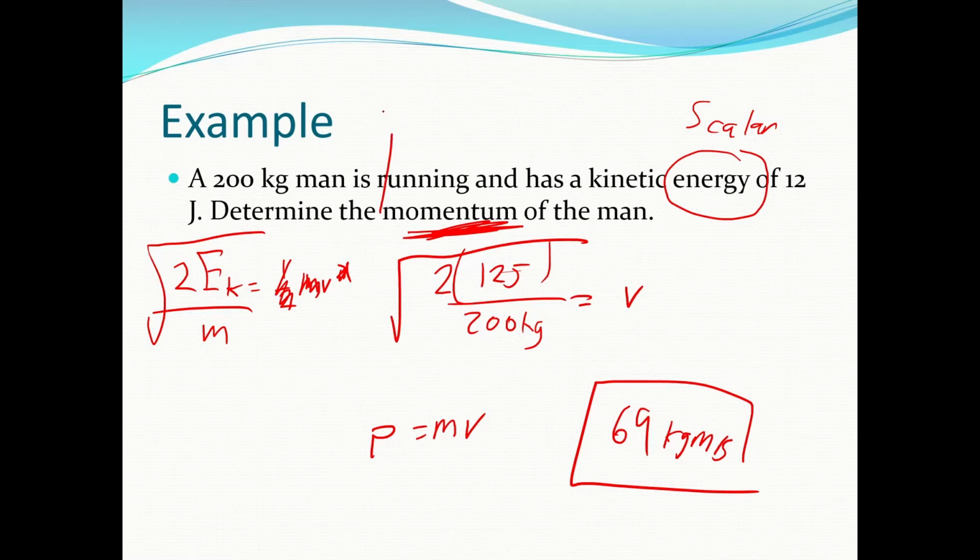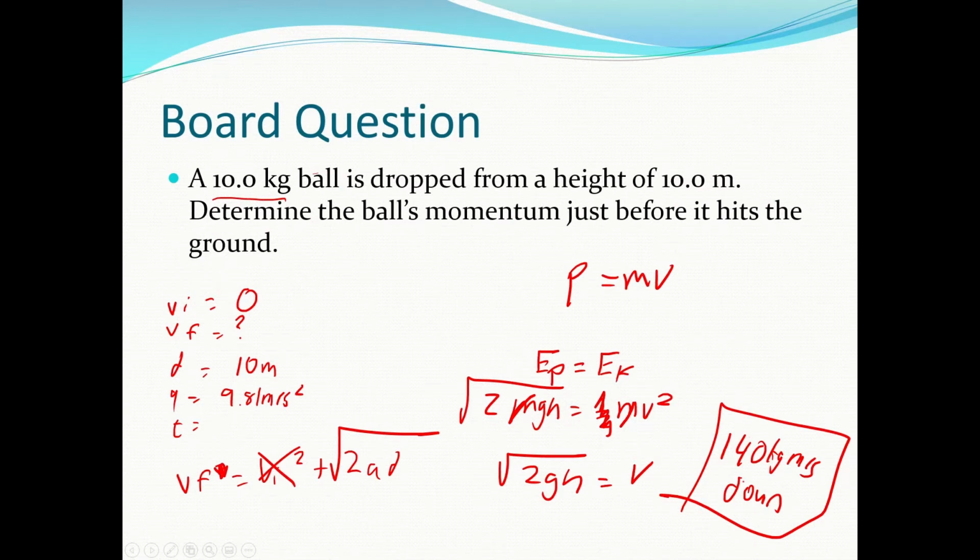So this can be solved with the magnitude of momentum of the man. That would be a better question in this situation because energy is scalar. You can't get a direction from that. So yeah, that's why I left that out. Okay, this one, we do know that it's moving down. Even though it's an energy question, it's going to be moving down, so we can get that from this question.